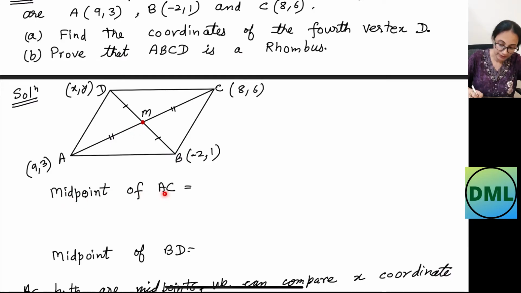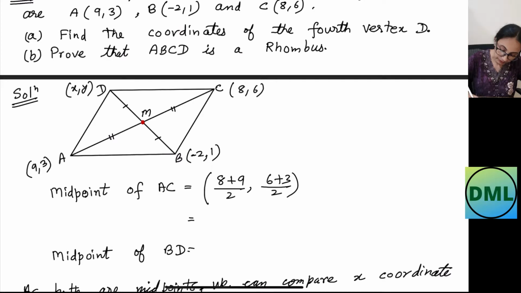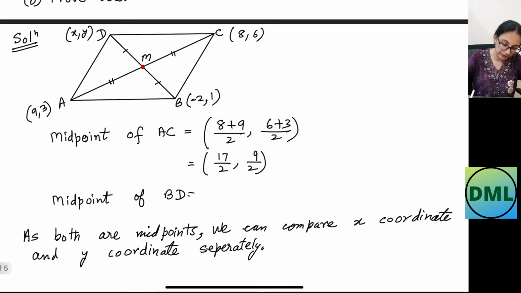So the midpoint of AC is given by, let's apply the formula here, (x1 plus x2) by 2, (8 plus 9) by 2, (y1 plus y2) by 2, (6 plus 3) by 2. Let's solve it here. It will be 9 plus 8 is 17 by 2 and it will be 9 by 2. Now let's apply the same formula for the midpoint of BD. So (x1 plus x2) by 2, (minus 2 plus x) by 2, (y1 plus y2), (1 plus y) by 2.